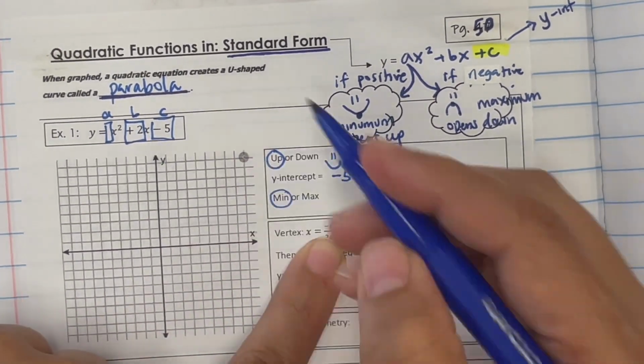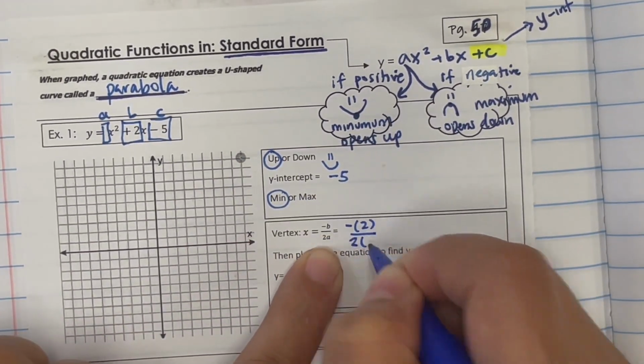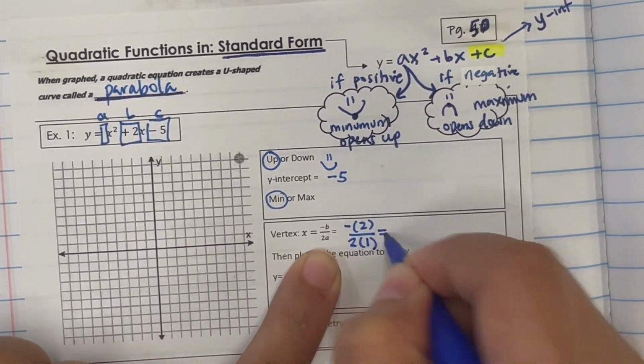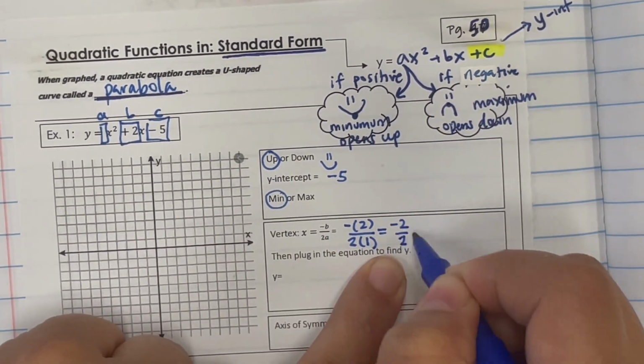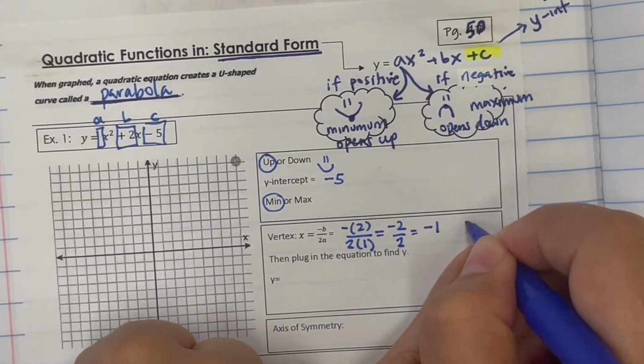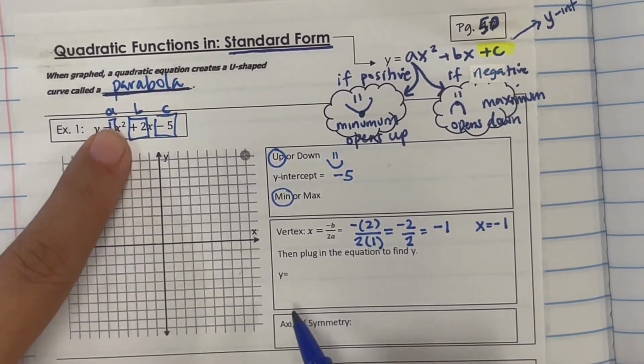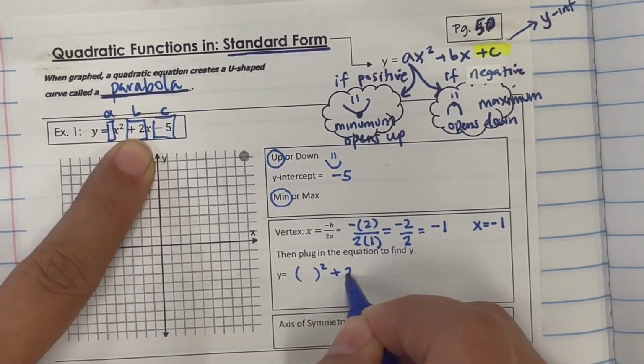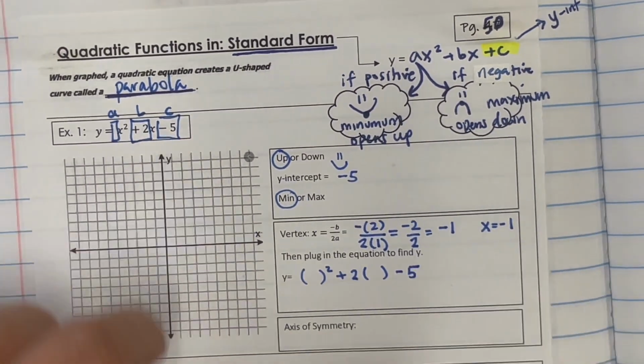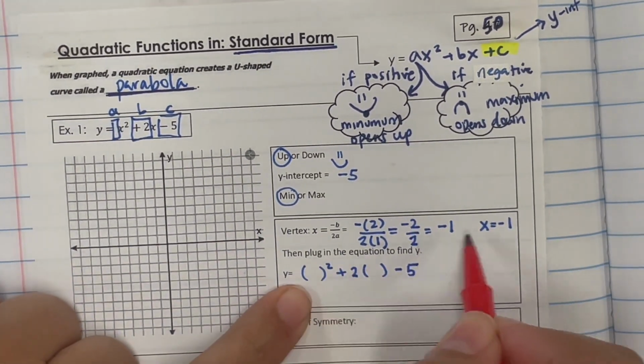To find the vertex, we're going to plug it into minus B over 2A. Minus B is 2, then 2 times A, which is 1. That's going to simplify to negative 2 over 2, which simplifies to negative 1. So x is negative 1. Plug that into the equation. We're going to write the equation, and instead of x, we'll write parentheses everywhere we see x. Now just plug in negative 1.